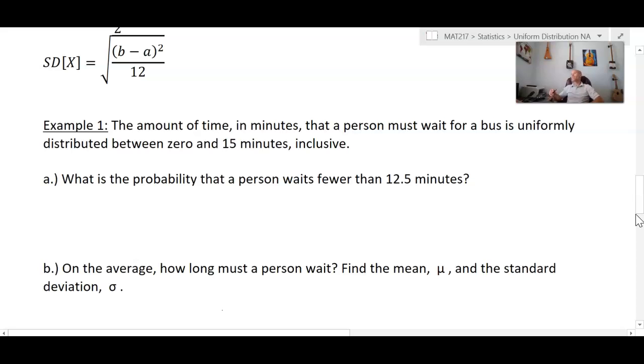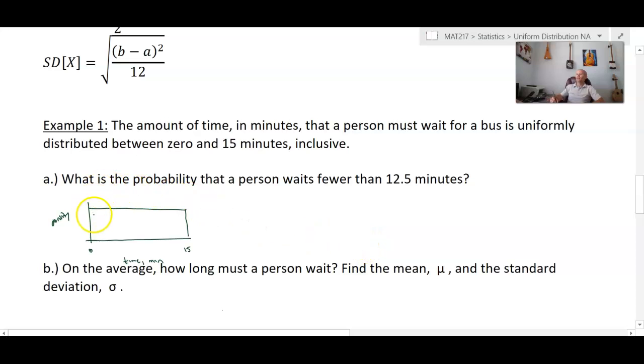The amount of time in minutes that a person must wait for a bus is uniformly distributed between 0 and 15 minutes inclusive. So in other words, we're saying here is that between 0 and 15 minutes, we have an equally likely chance of the bus coming anywhere along that interval of time. So we're going to see something that looks like this.